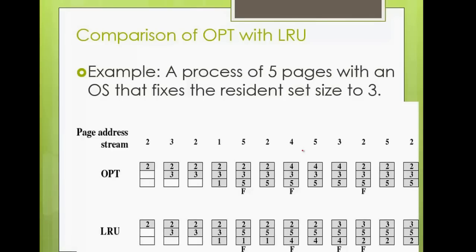Now for comparison purposes, let us compare the performance of the optimal page replacement algorithm with the least recently used page replacement algorithm for the same page address string or reference string. Now if you see, with the optimal page replacement algorithm we get the page faults as 3, while here we get the page faults as 4 for the same frame size. So from this we can say that the optimal is better than LRU in most situations.